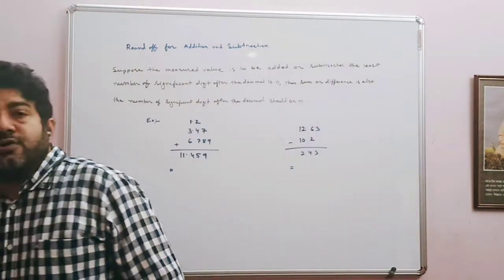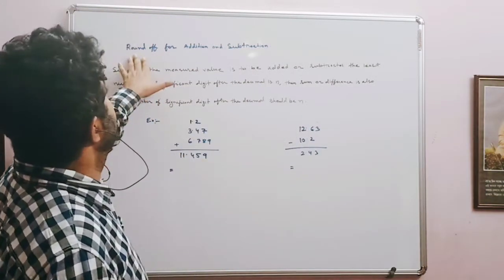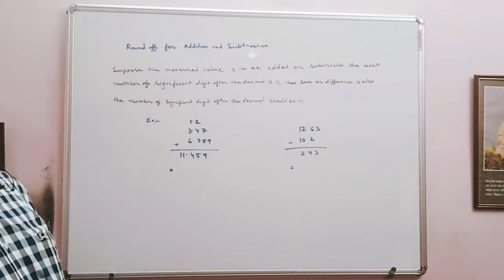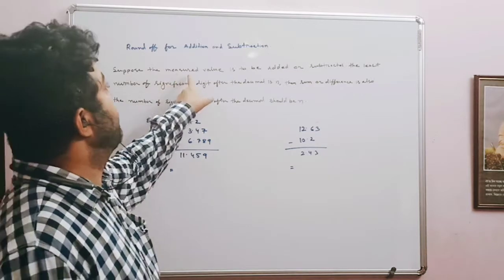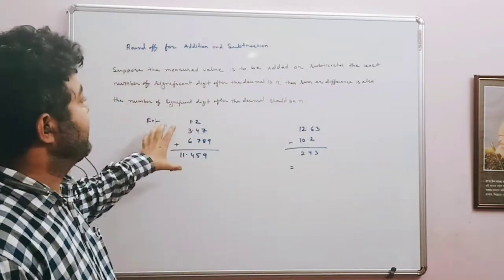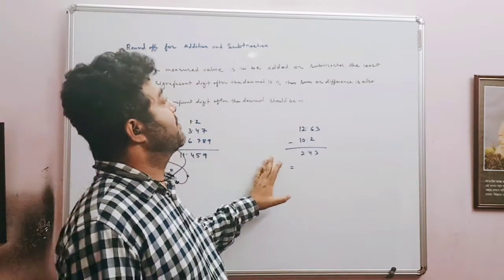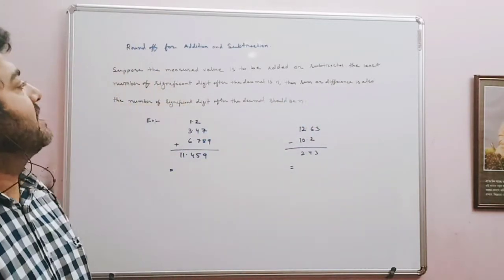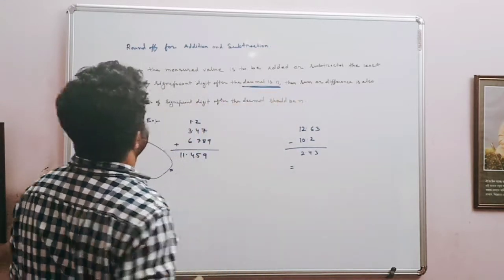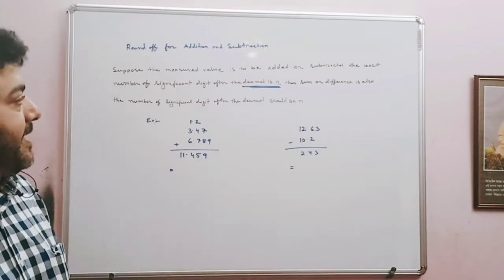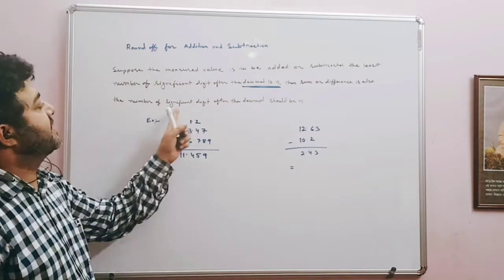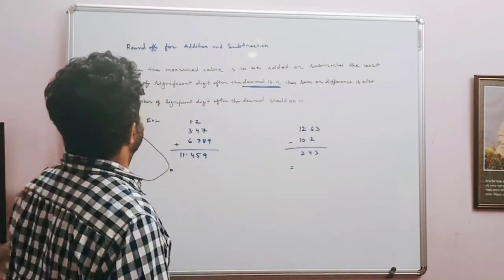Okay, so the next is rounding off for addition and subtraction. How do you round off in the case of addition and subtraction? Suppose the measured values are to be added or subtracted. If the least number of significant digits after the decimal is n, then the sum or difference should also have n significant digits after the decimal.